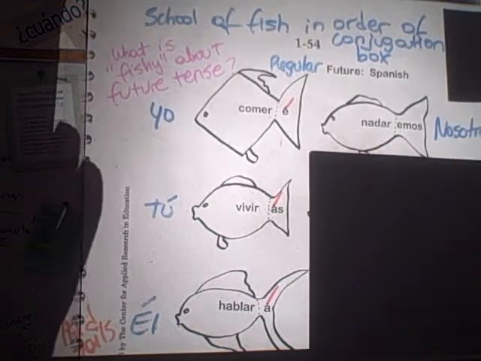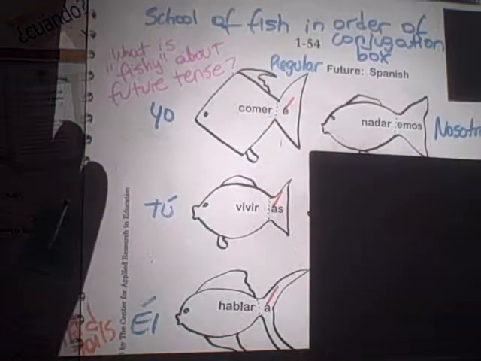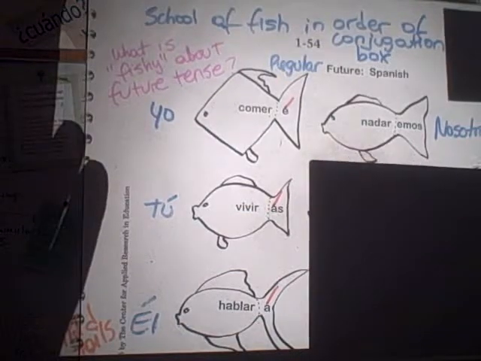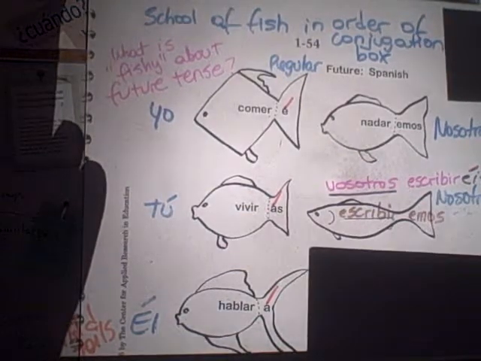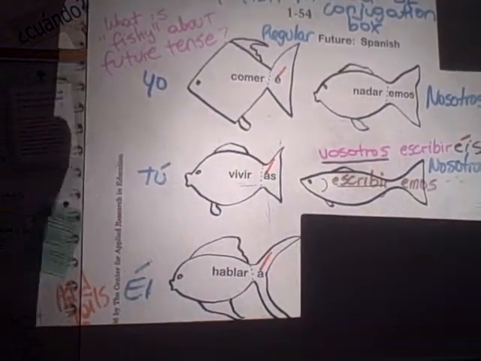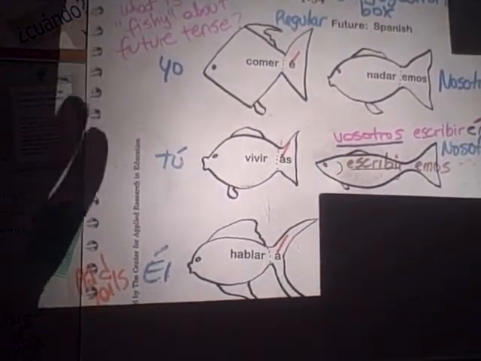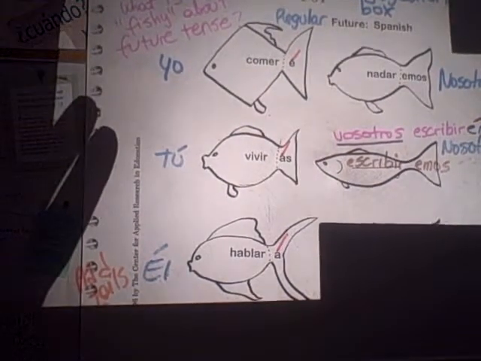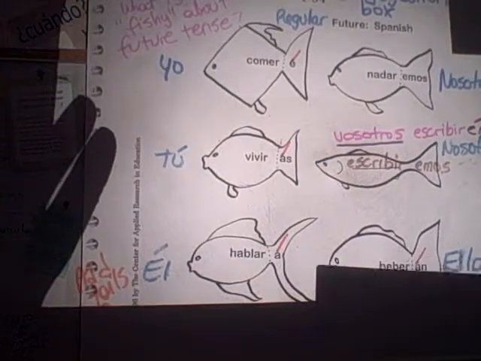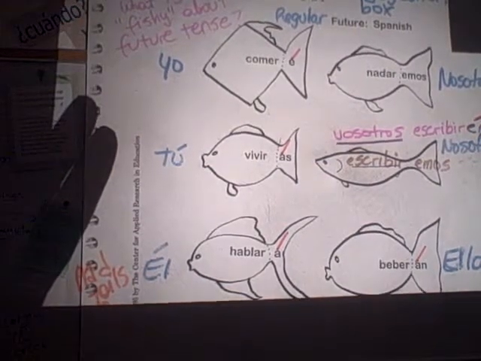Nadaremos. Good. And then since we skip vosotros, let's do nosotros again for escribir. Escribiremos. Or if you want to do vosotros, you can do escribiréis. And ellos form of beber. Beberán. Okay. So anything to do with regular verbs, again, don't drop your AR, your IR like we've always been doing. Keep it there. Add your ending. Attach the tail to it.